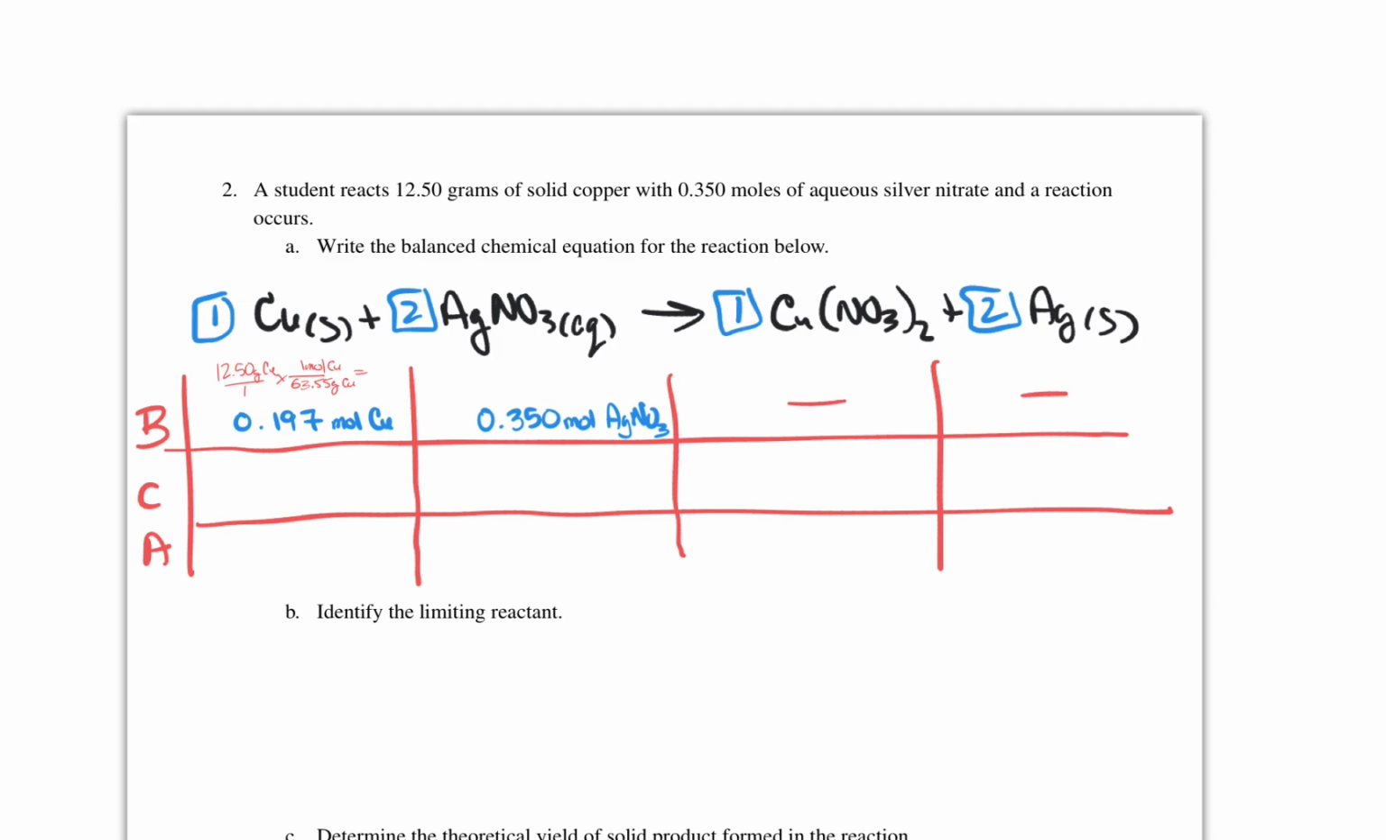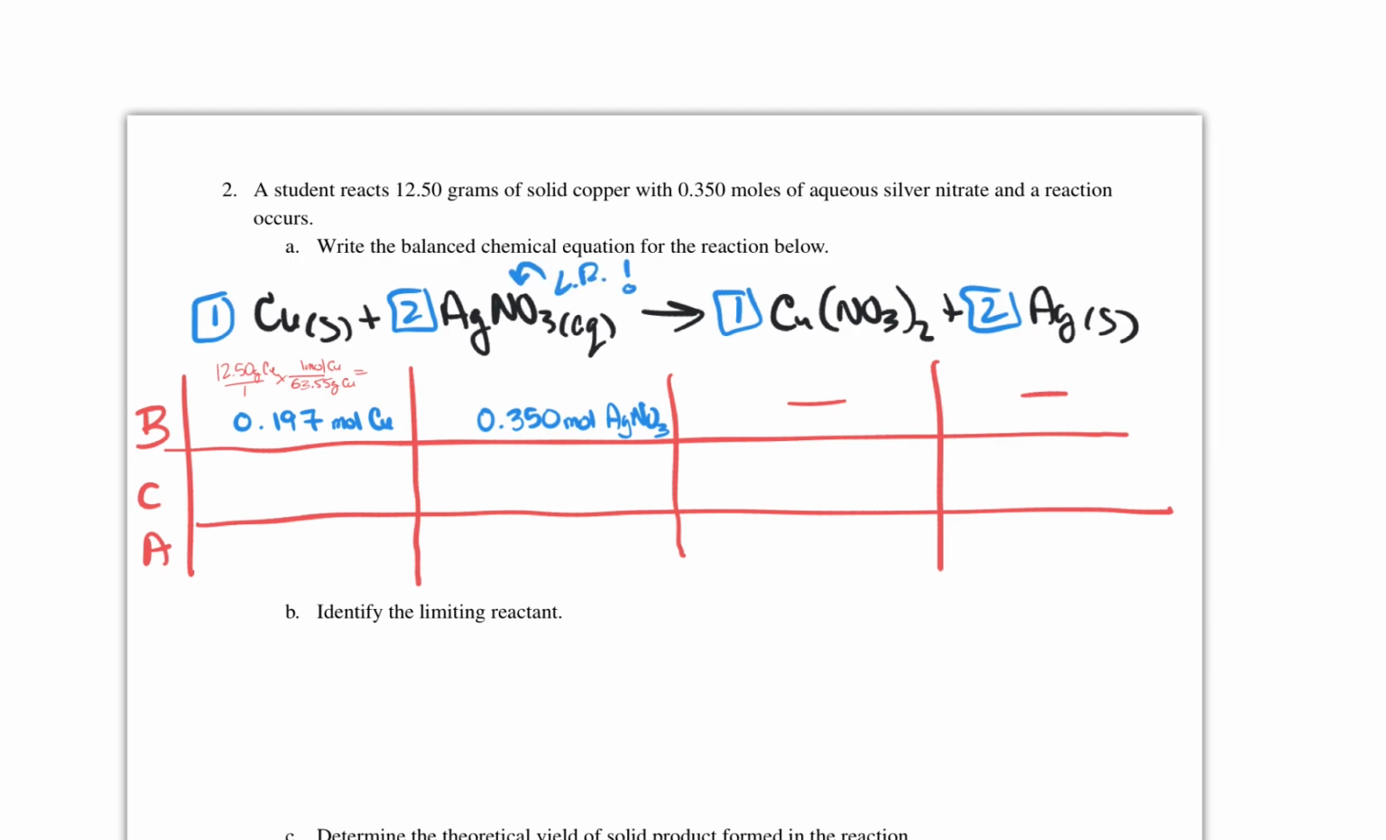And now we look at the mole ratios. It's a 1:2 ratio, so we need twice the amount of silver nitrate as we have copper in order to consume the copper. We do not have twice. We have less than twice the amount. So that means in this reaction, the silver nitrate will be the limiting reactant.